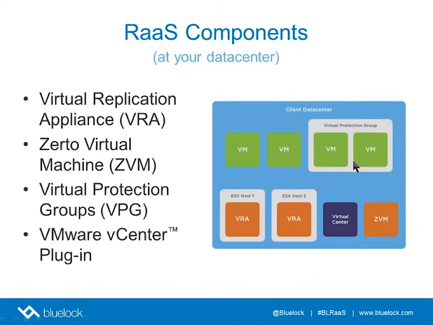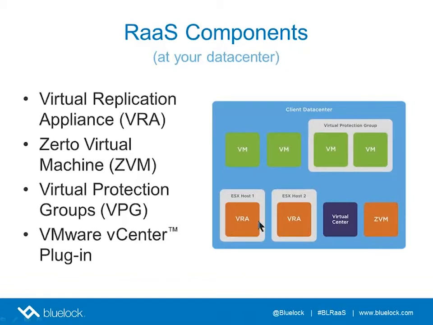So let's say this was a group of VMs that ran a .NET application that you felt was worth protecting. You would create a VPG, which is basically a folder around those VMs, and then tell it to replicate out to Bluelock, and you would be protected. These VMs over here, because they're not in a VPG, they're not protected.